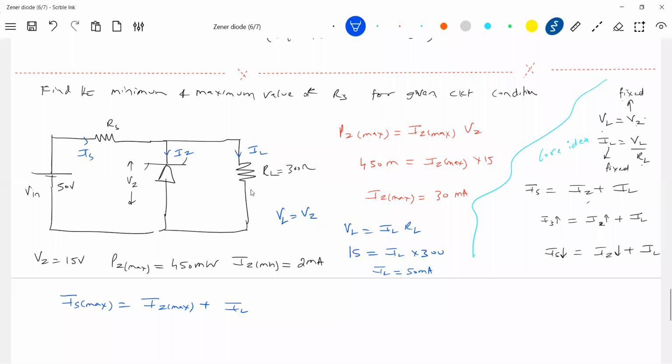Okay, now let's come to that one. So I'll get IZ max. We know how much it is: 30. IL is constant, a fixed value, and VL will be a fixed value. So how much are we getting in total?